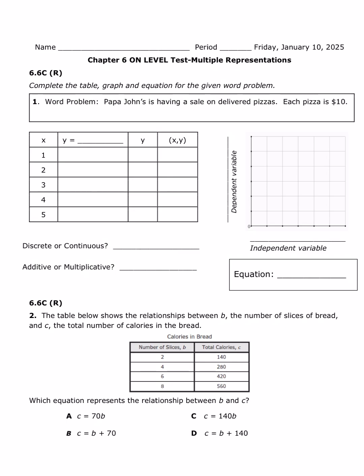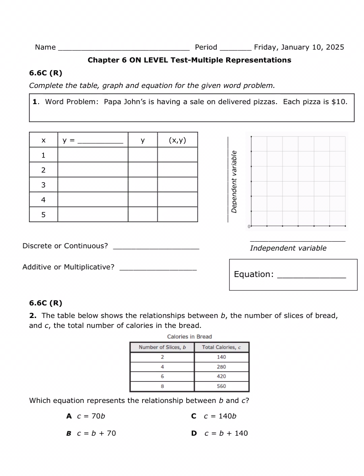Chapter 6 On-Level Test, Multiple Representations. Complete the table, graph, and equation for the given word problem. Number 1, word problem. Papa John's is having a sale on delivered pizzas. Each pizza is $10. Discrete or continuous, additive or multiplicative.